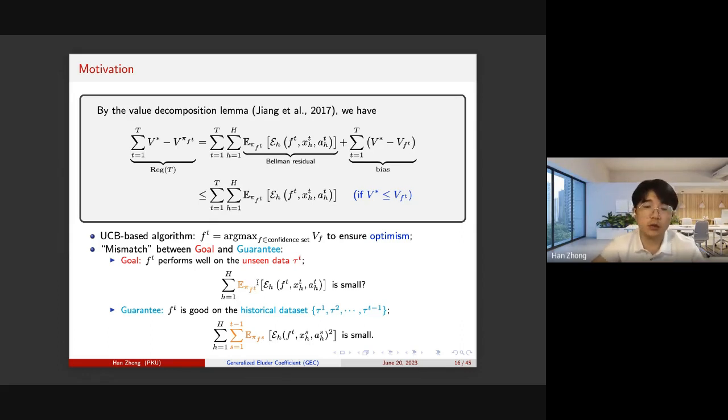Now let's consider what theoretical guarantee we can expect. It's worth noting that the selection of F_t is based on the historical data. So we can only expect that F_t is good on the historical data. In other words, this quantity is small. Here the expectation is taken with respect to pi_{F_s}, where s is from 1 to t minus 1. So our guarantee is that F_t is good on the historical data, and we want F_t to perform well on the unseen data.